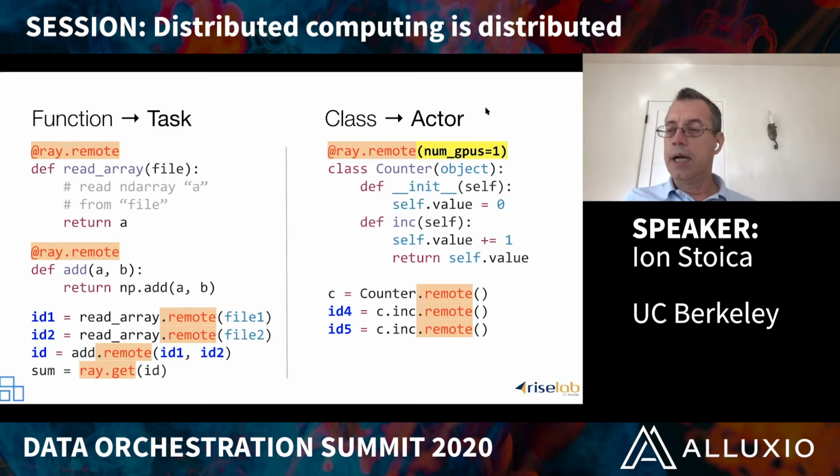Finally, Ray allows developers to specify the resources for each task and actor. In particular, developers can specify how many CPUs, how many GPUs, and how much memory a task should be allocated when running.